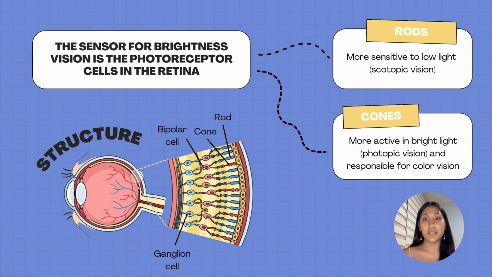The sensor for brightness vision is the photoreceptor cells in the retina. We have two types, rods and cones. The rods are more active in low light, while the cones are more active in bright light. They are responsible for color vision. Here we can see the structure and how the photoreceptors are located on the outer layer of the retina. They are connected to the bipolar cells and the ganglion cells, forming a layered structure.